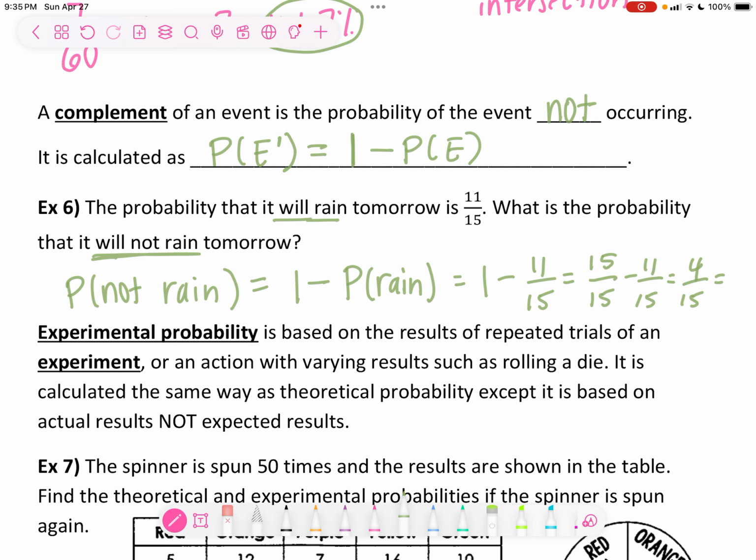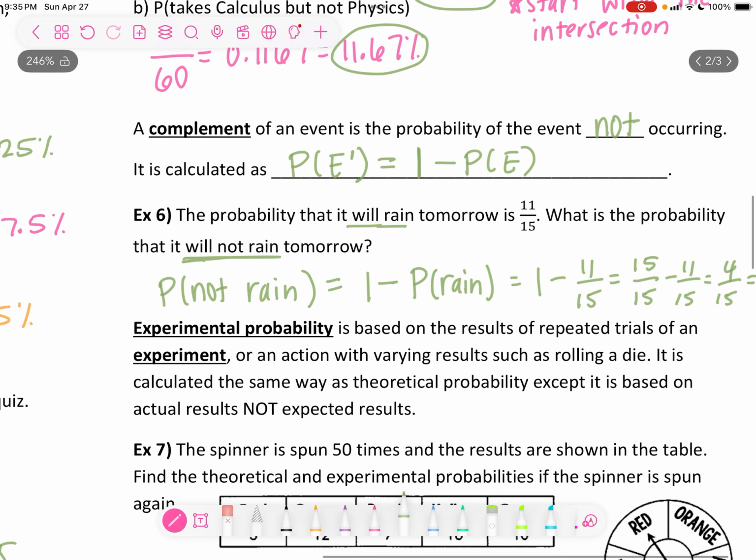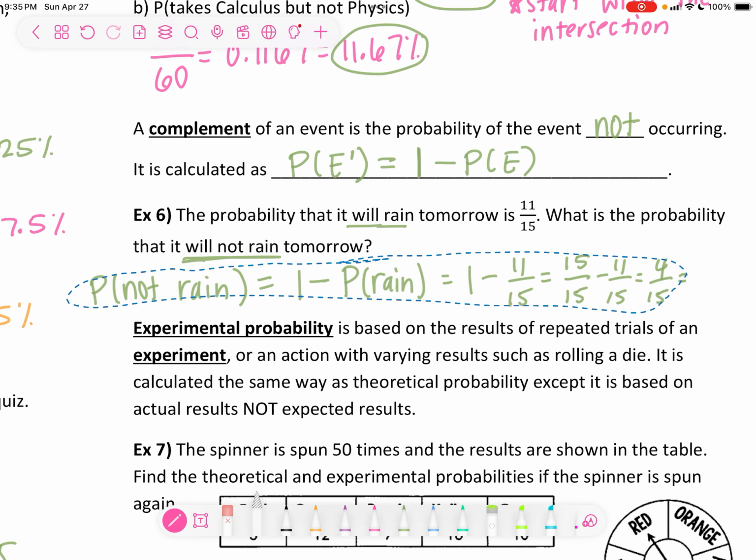Which is about equal to, hold on, let me move this over so I can actually fit all of this in here. Here we go. So 4 out of 15, cannot simplify.